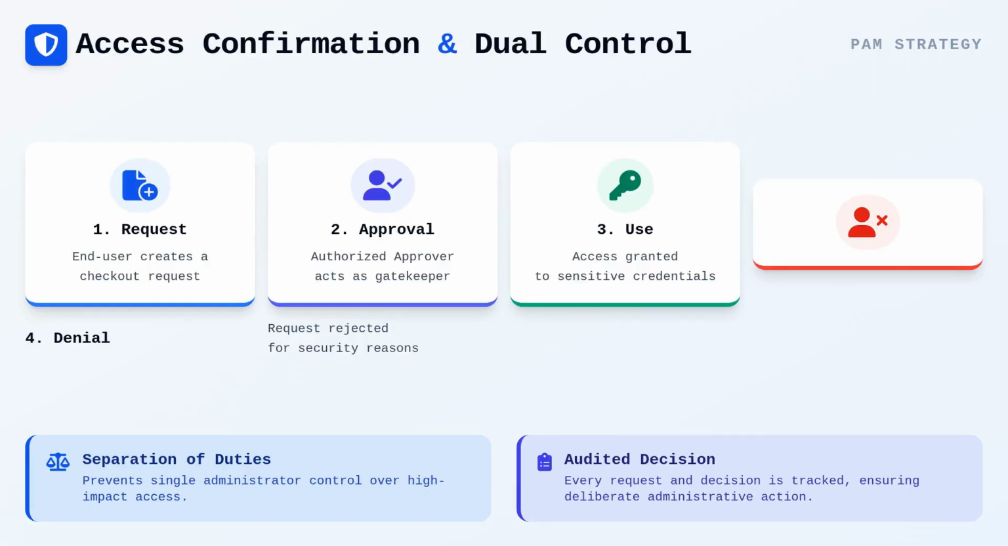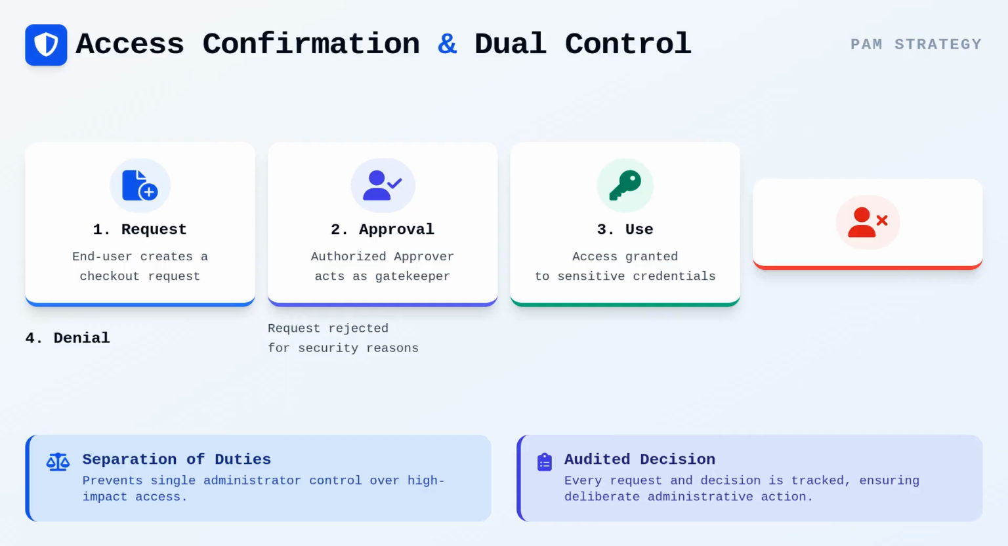By requiring a second set of eyes on every checkout request, you ensure that no single administrator can gain access to highly sensitive credentials without explicit authorization. We will break down the life cycle of these requests, covering the entire flow from the moment an end user creates a request until the final outcome of approval or denial.